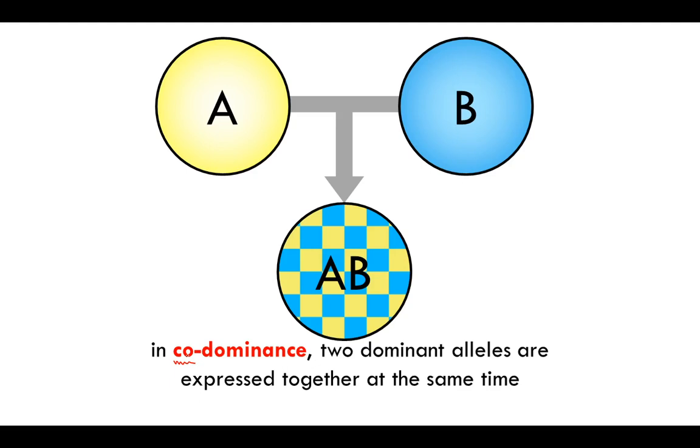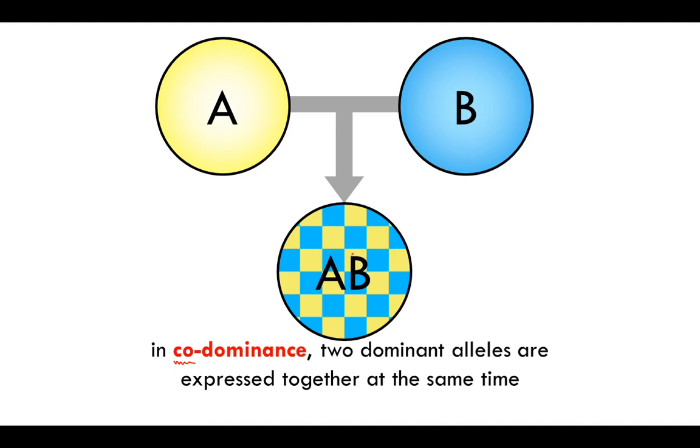So co-dominance means that the two alleles are dominant. Again, neither one covers up the other, but instead of blending, they are expressed together at the same time. So if our analogy is A yellow and B blue, an offspring with both would neither be yellow nor blue, it would be both yellow and blue. Okay?